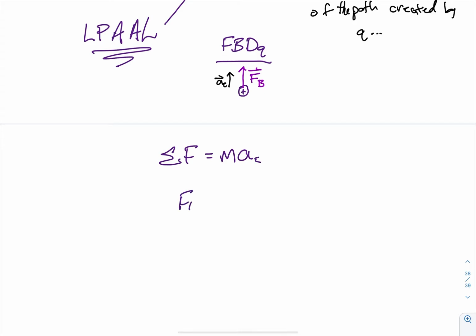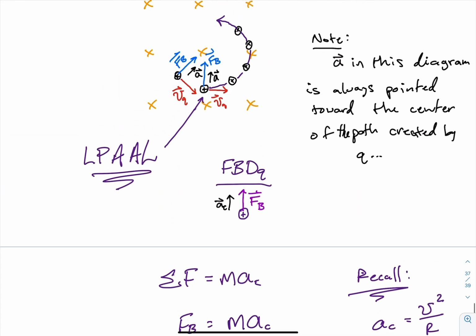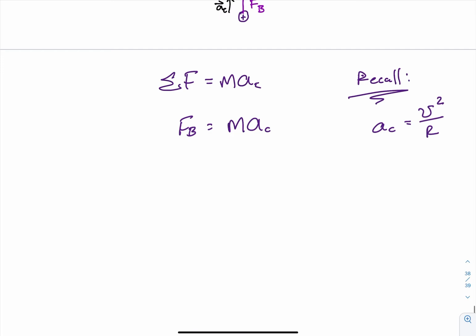And so we've got FB equals MAC. Recall from Physics 1, AC is V squared over R. And we could even show that this has some sort of radius here, R. FB is Q V cross B, but we're not working with vectors right now, so I'm going to do the absolute value sign around that, which of course in math means magnitude when we're dealing with vectors.